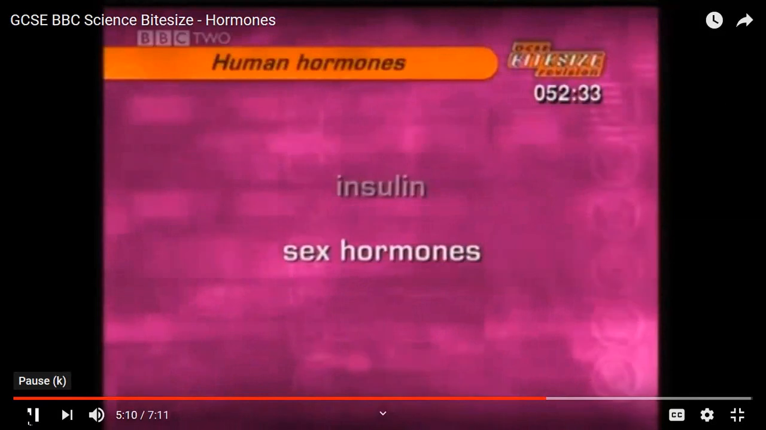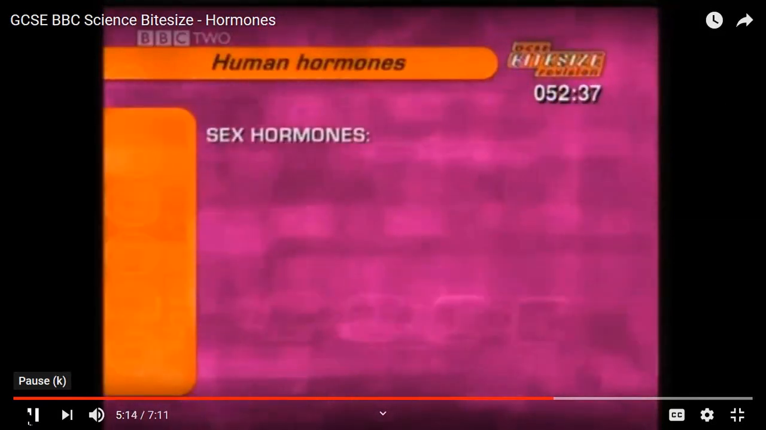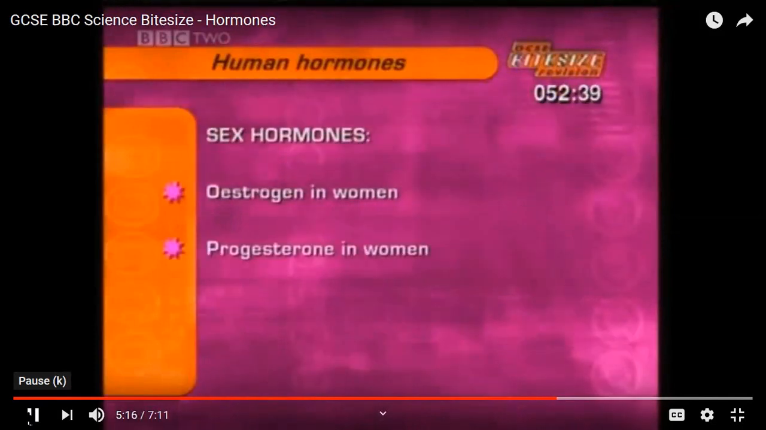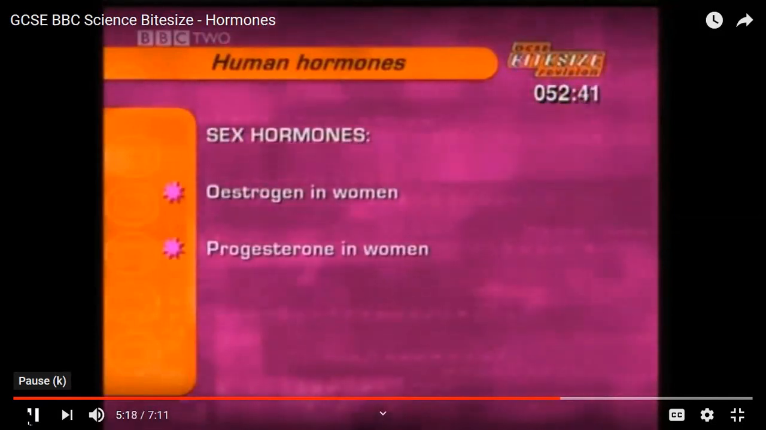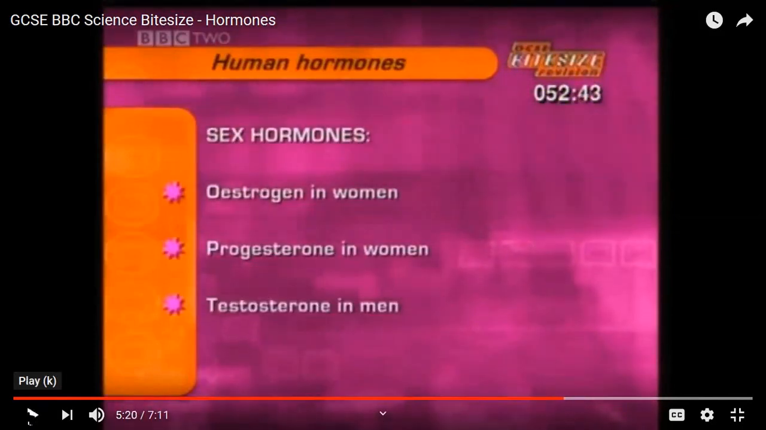Next, sex hormones. Make sure you know the role played by the human sex hormones. These are estrogen and progesterone in women and testosterone in men. So these are the sex hormones. In women, you have estrogen, progesterone. You have to know what they are. You have to know that they're in women. And you have to know testosterone is generally in men.